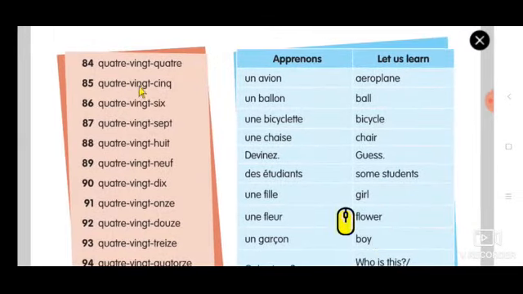So 84 is 84. So 4 into 20 is 80. 80 plus 4, 84. 84, 85, 86, 87, 88, 89.